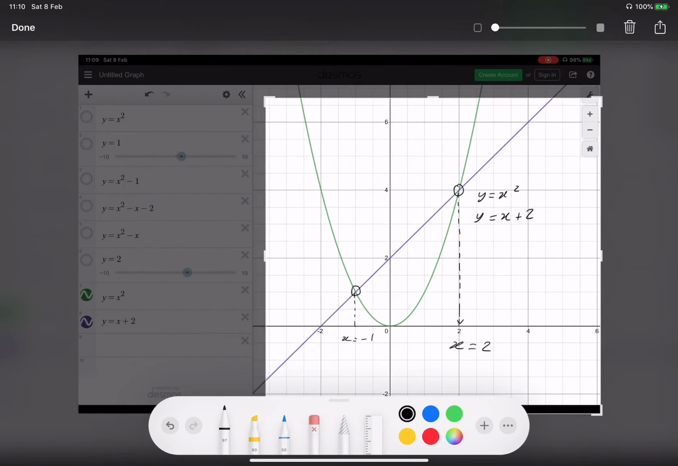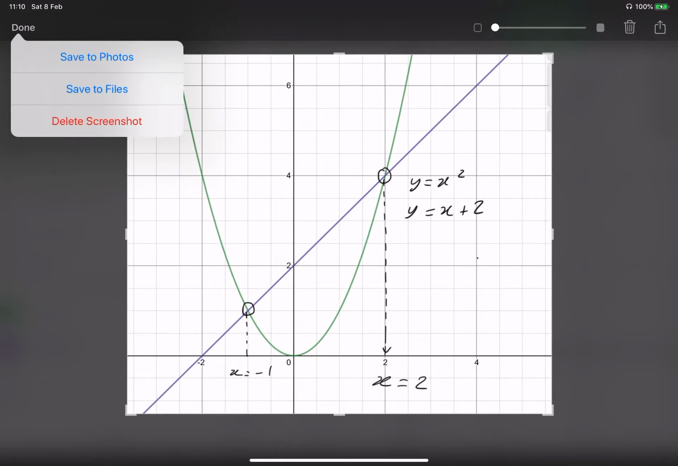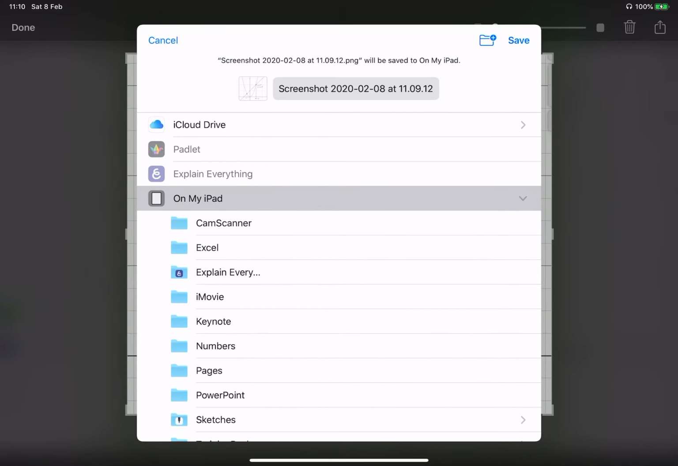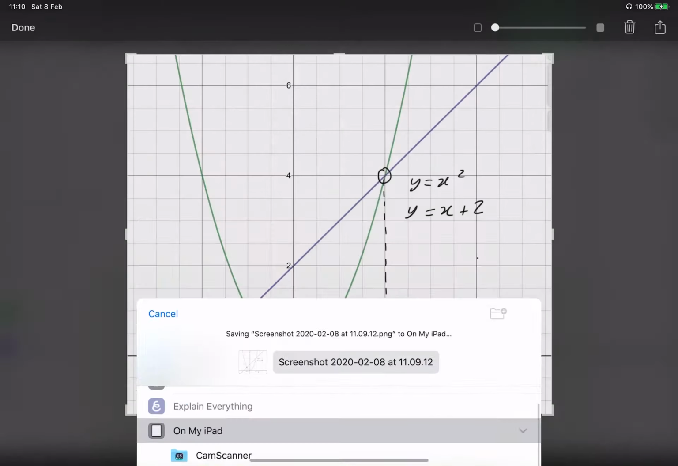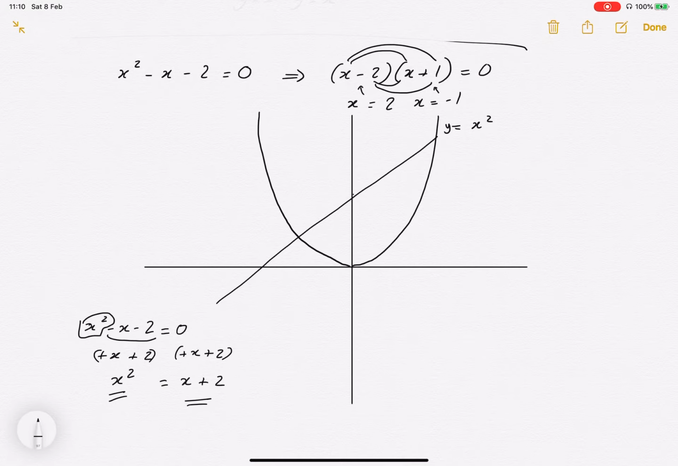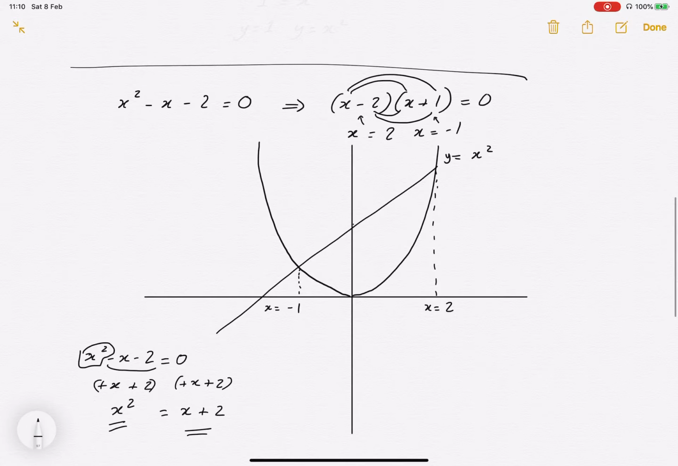Yeah, so let's just crop that, see if we can put that into our notes. Save to files. Just save it anywhere, on my iPad. And so going back to my notes, so we worked out from that thing there, you'll be doing it a lot more accurately and carefully, of course. You get -1 and x equals 2.